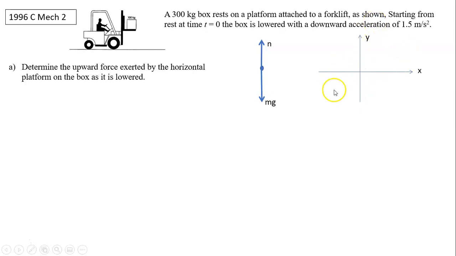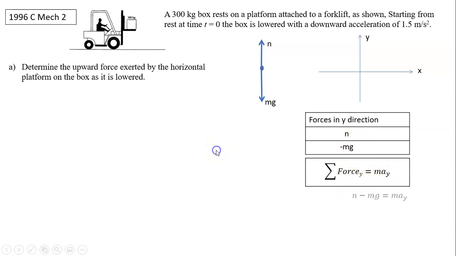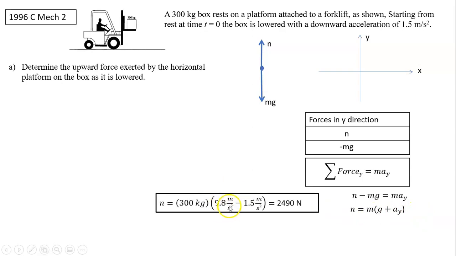If we have our coordinate as shown, to the right is positive and up is positive, we can write down the forces in the y direction. We know N is positive, mg is negative, so the sum of the force should equal m times ay. That means N minus mg equals may, and N equals m times g plus ay. We know g is 9.8 and ay is negative 1.5, negative because acceleration is downward. So that's how we get normal force is 2,490 newtons.